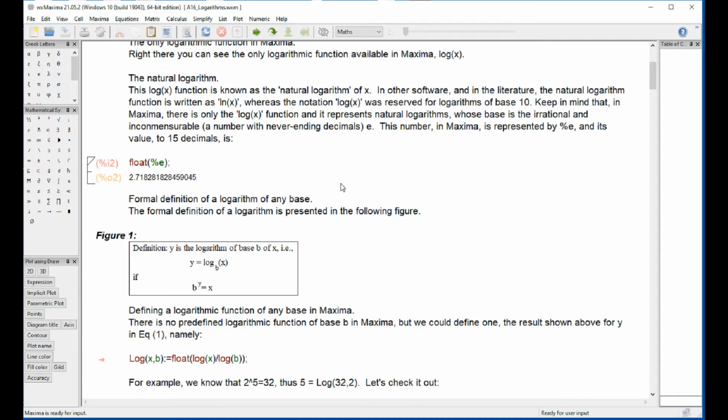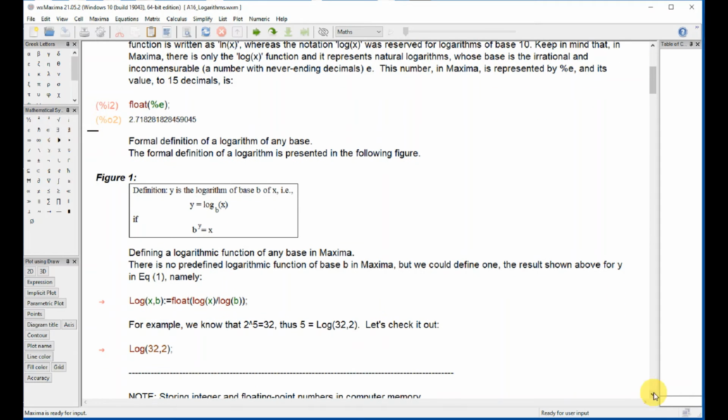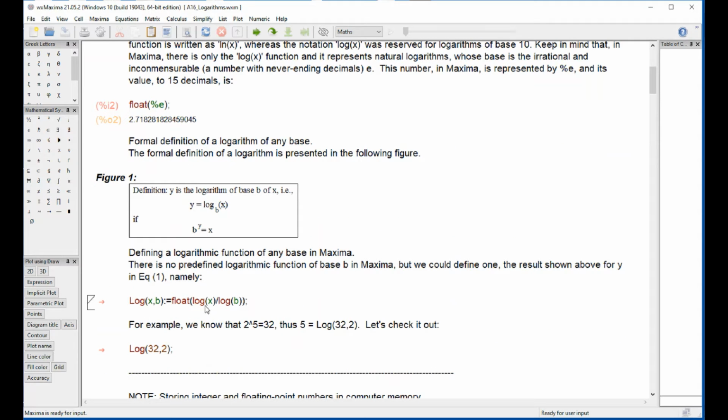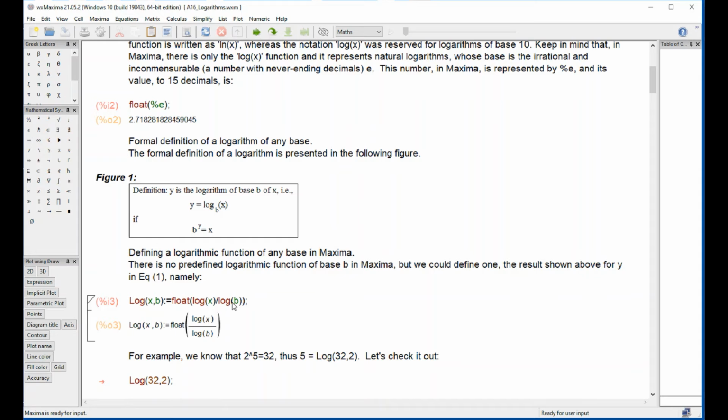Now, I'm going to use a generic notation here to define the logarithm of base b. If b to the y is equal to x, then y is equal to the log base b of x. Now, this cannot be written in Maxima. So in order to write some sort of logarithm of base b, I'm going to define a function that I'm going to call uppercase Log of variable x of base b. Following this idea, the logarithm of value x of base b is equal to the float of the natural log of x over the natural log of b. So I'm going to define that function.